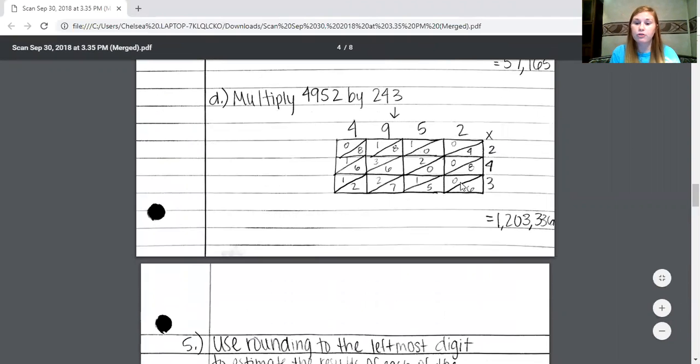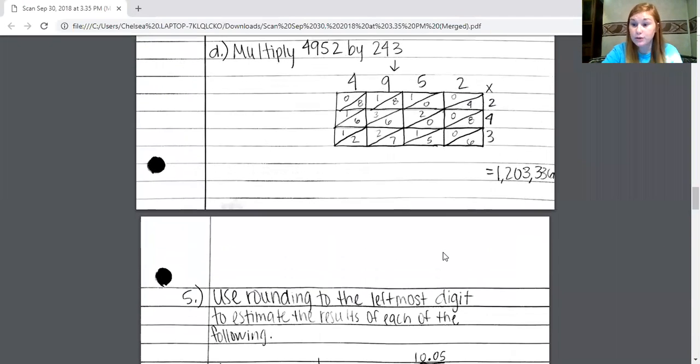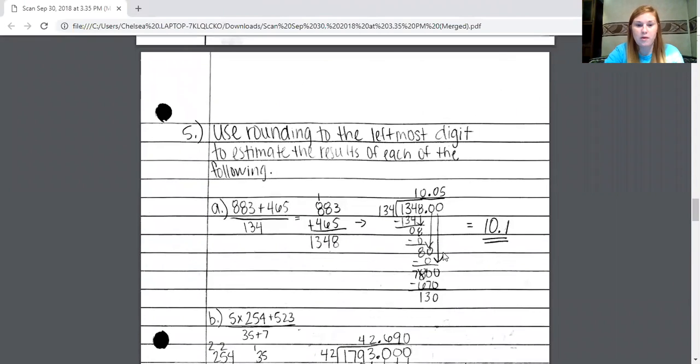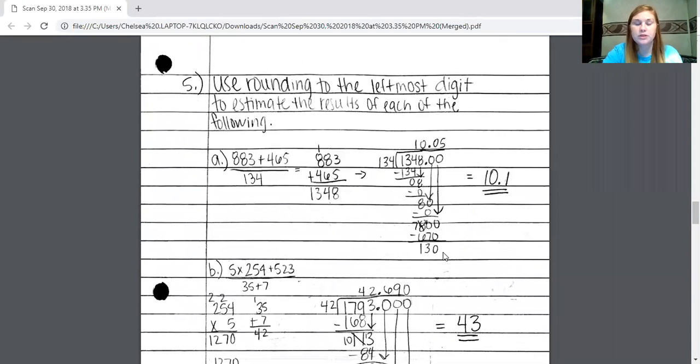You will go back through and you will add each diagonal, and that is how you come up with your answer. So the answer on D is 1,203,336. Told you it is not hard at all, I promise. It looks kind of intimidating because there's so many numbers within that square, but it's super simple.